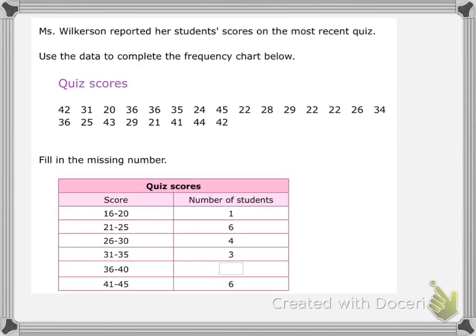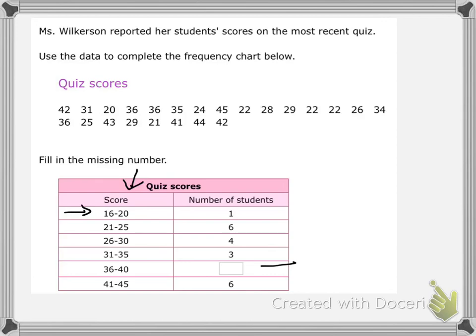Miss Wilkerson reported her students' scores on the most recent quiz. Use the data to complete the frequency chart below. So we have all this data. It is not ordered for us, and you'll notice in the frequency chart here, the scores have a range. So scores for 16, 17, 18, 19, and 20 are in that top row. There's only one student that had either 16, 17, 18, 19, or 20.